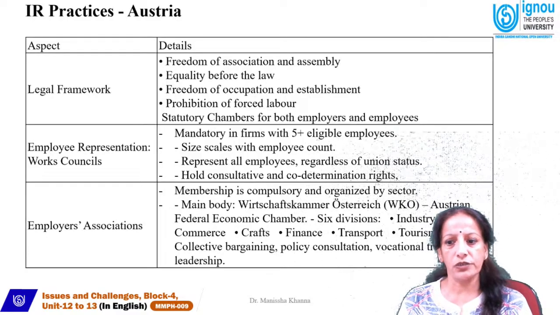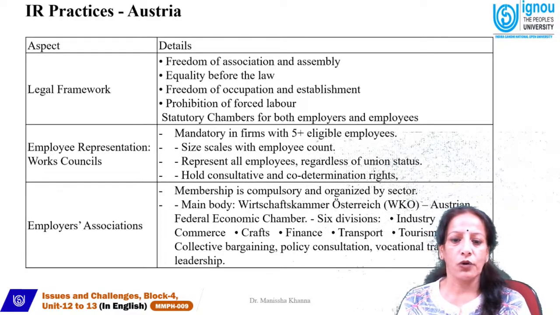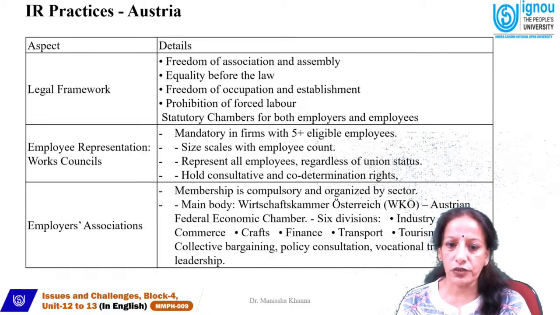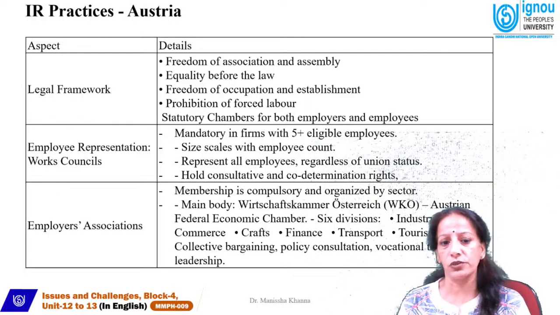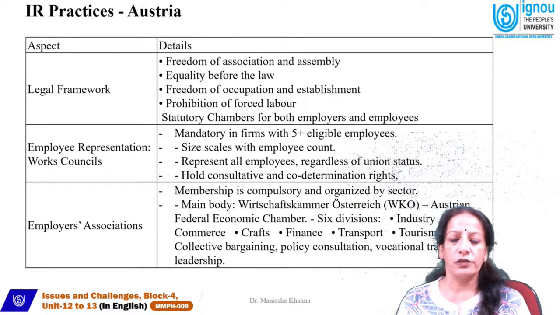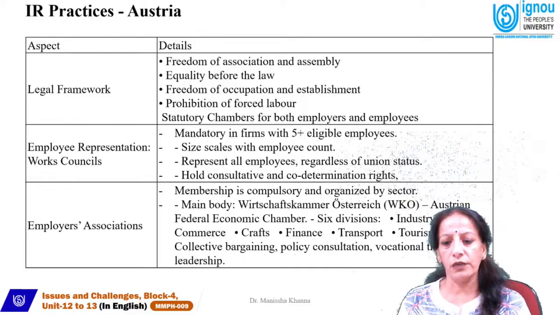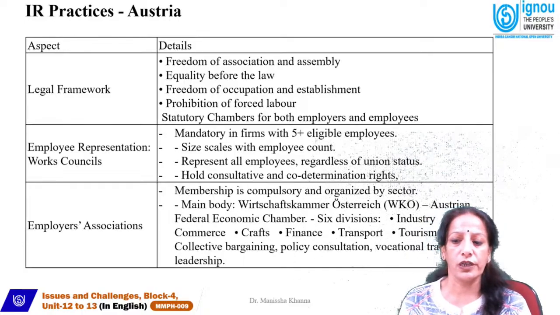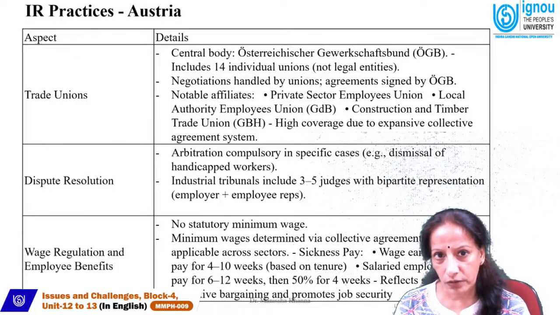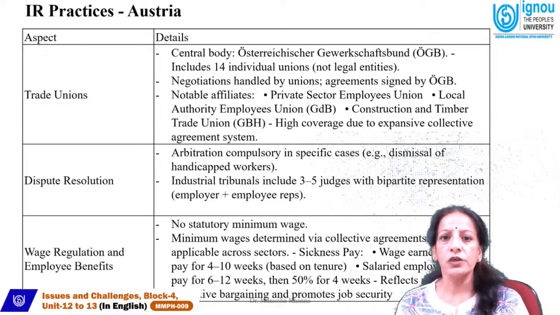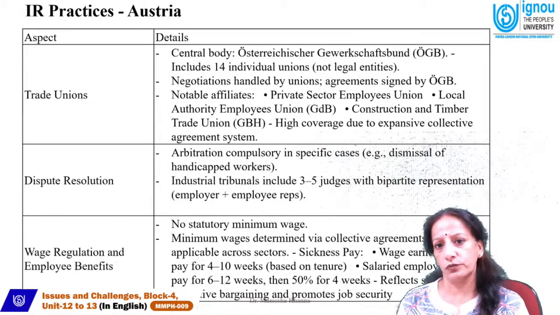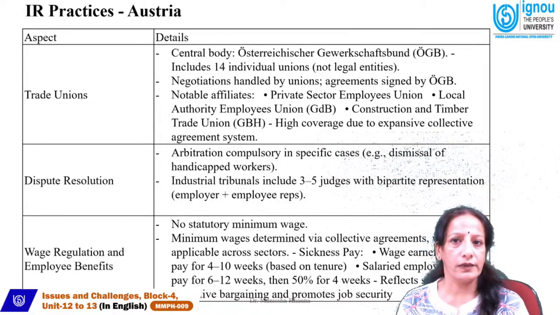The employers association is the WKO, the Wirtschaftskammer Österreich, the Austrian Federal Economic Chamber. There are 6 divisions, which include industry, commerce, crafts, finance, transport, and tourism. Their main roles are collective bargaining, policy consultation, vocational training, and leadership. The trade union central body is the ÖGB, the Österreichischer Gewerkschaftsbund. It includes 14 individual unions. They are not legal entities.